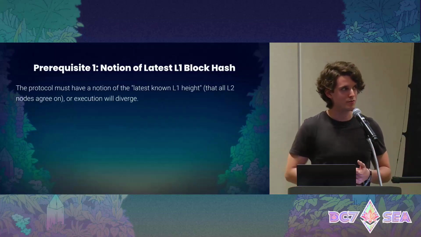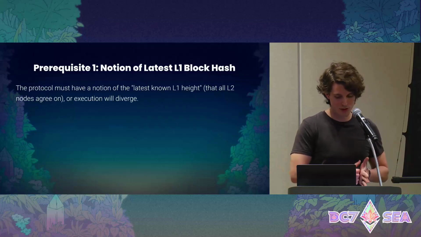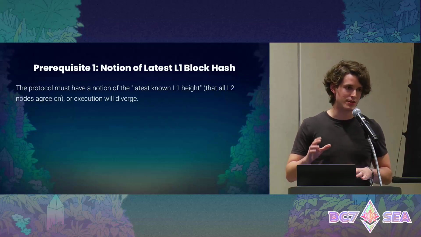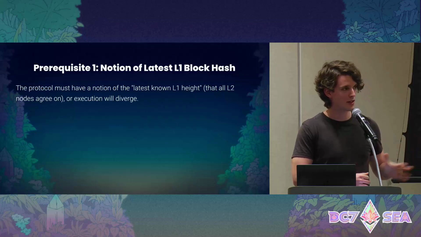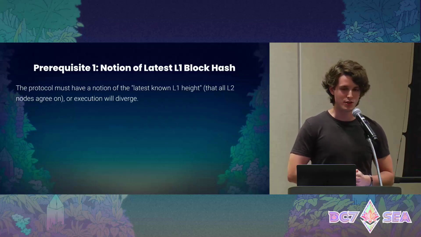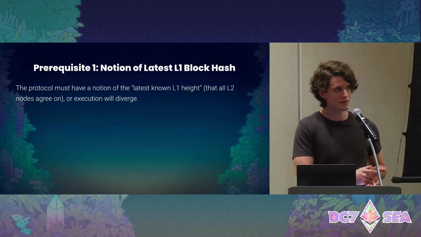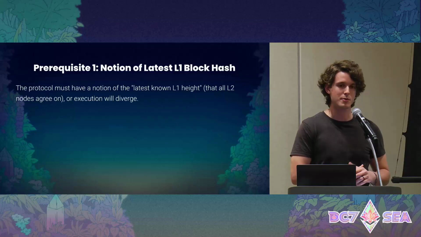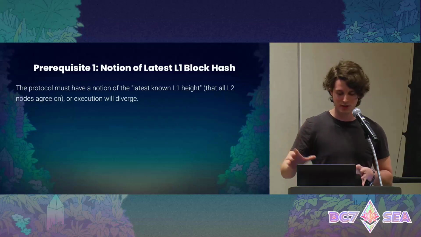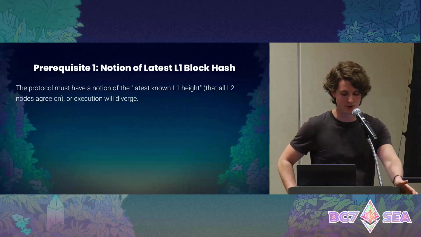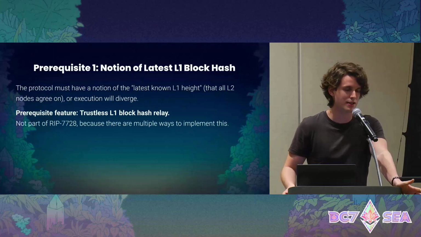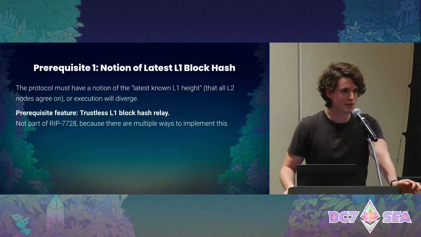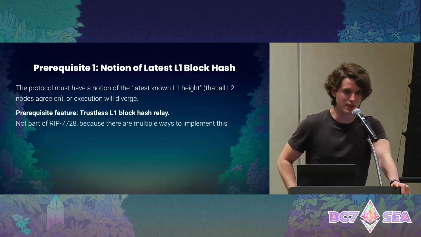Implementation-wise, there are 2 main prerequisites that might be a bit controversial. First, I briefly mentioned that you need to have this notion of the latest L1 block hash. Your L2 needs to have this notion. So either the sequencer needs to relay this with a special system transaction, or you need to have some other mechanism. But all the L2 nodes must agree on this, otherwise your execution would diverge. I would call this feature trustless L1 block hash relay. Some rollups already have this. Others have designs for this, but not launched yet.